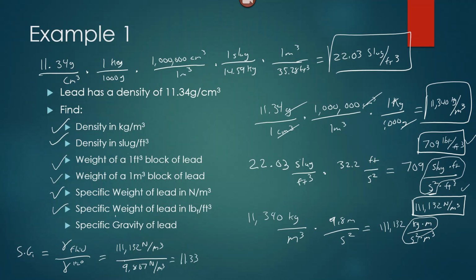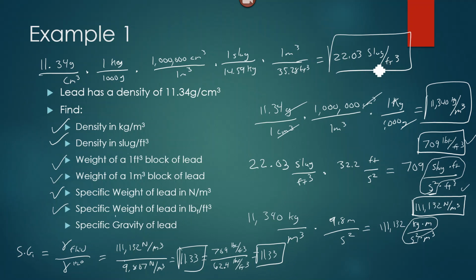11.33. We could also do the 709. That would be in pound force per feet cubed divided by 62.4 pound force per feet cubed, and that's going to give us the same answer here, equals 11.33. So you can do it any way you want to. You could do it with the density. You can do it with slugs.